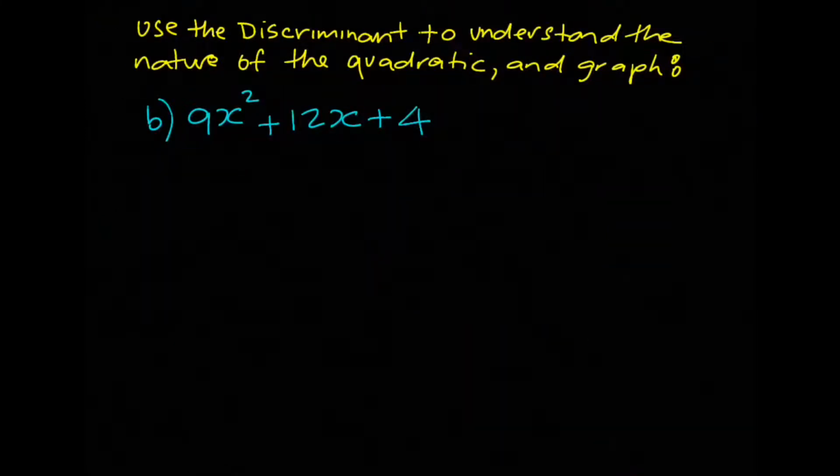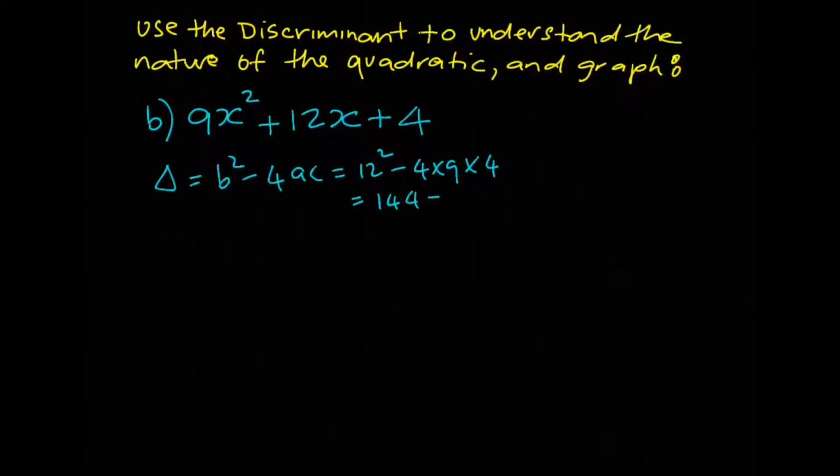Okay, part B, the discriminant is equal to b squared minus 4ac, which equals 12 squared minus 4 times 9 times 4 equals 144 minus 144 equals 0. So what does that mean? That means that it's only got one solution to the root, so one x-intercept. So it's going to lie somewhere like that where the x-intercept is actually 1 point.